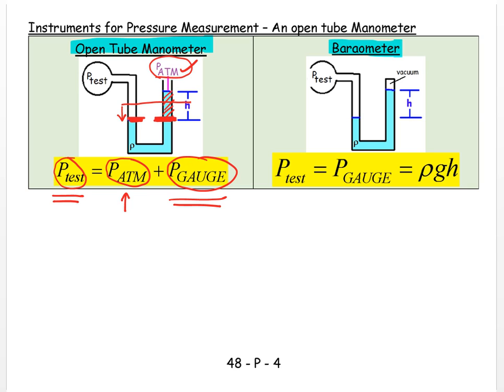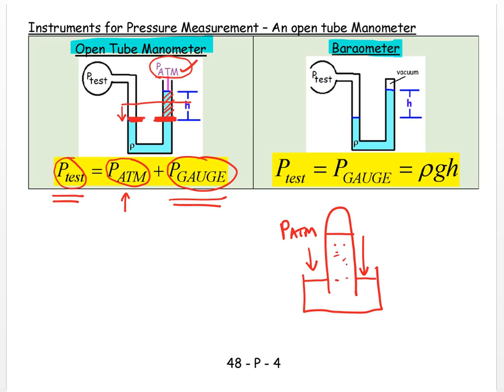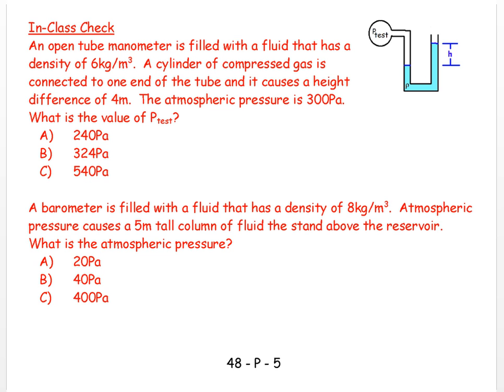And what tends to happen, frankly, is because this does not include atmospheric pressure, people tend to use it to measure atmospheric pressure. So now we have our test pressure is P atmosphere. And then we find that this thing here is indicative of the pressure caused by the atmosphere. The pressure here is the same as the pressure there. So let's do some questions on this.